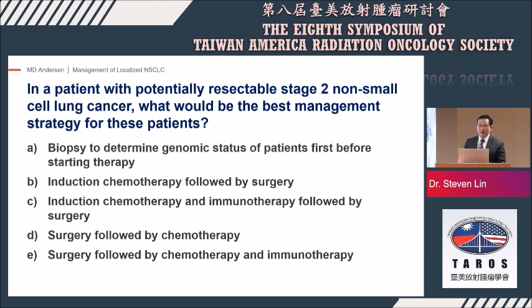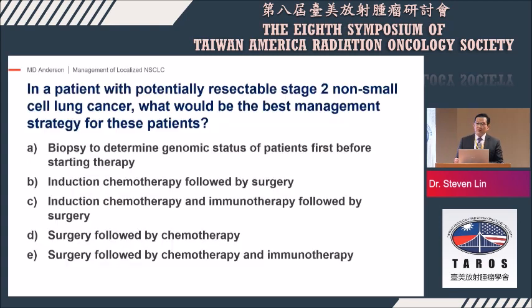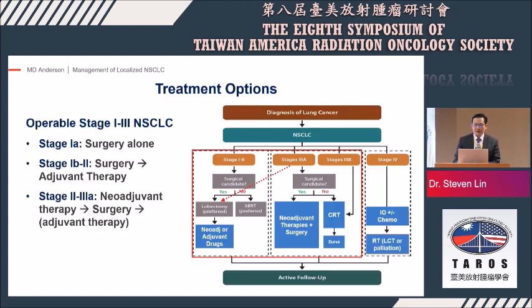All right, so we'll go ahead and take a look at the responses. All right, so actually a pretty good distribution, particularly for A and D. So A, biopsy to determine genomic status, or D, surgery followed by chemotherapy. And then some answers for induction therapy in C, and then E, surgery followed by chemoimmunotherapy. I think you will see from the discussion that there's not exactly a right answer here. It really depends on the scenario, okay? So we'll talk about that as we go forward, all right? So there's really no right or wrong answer in this case, all right?